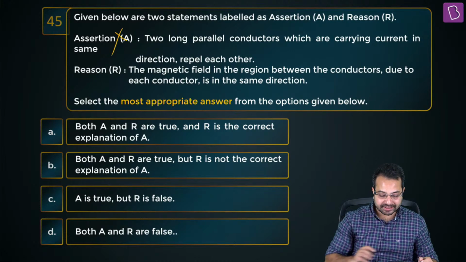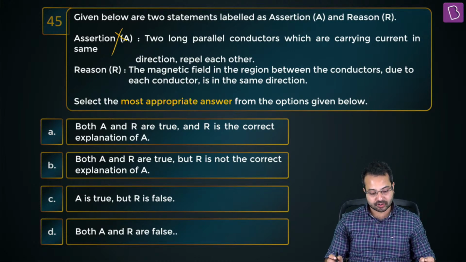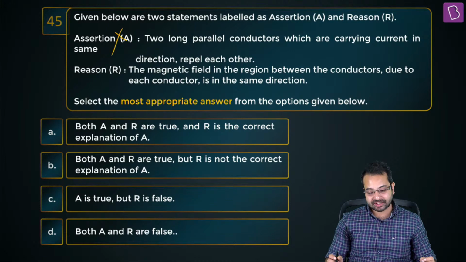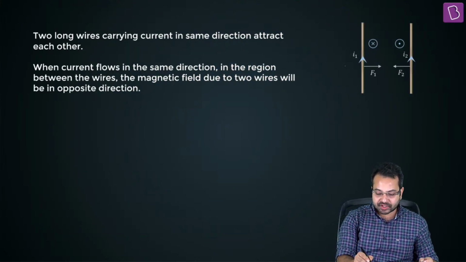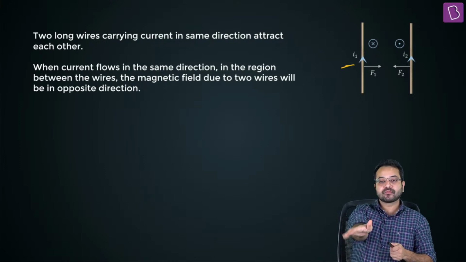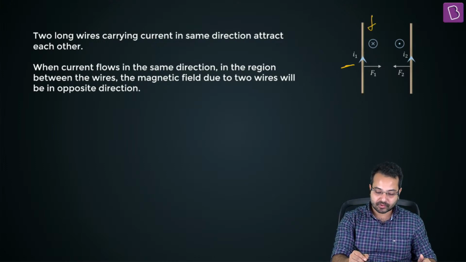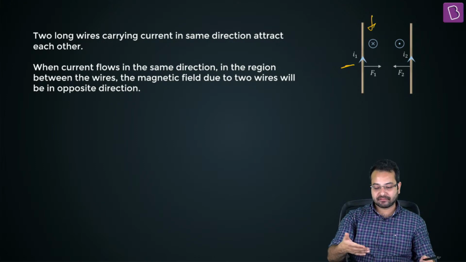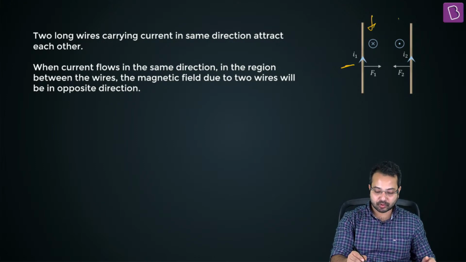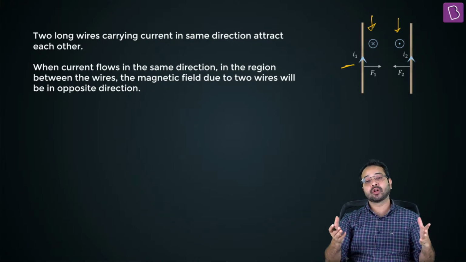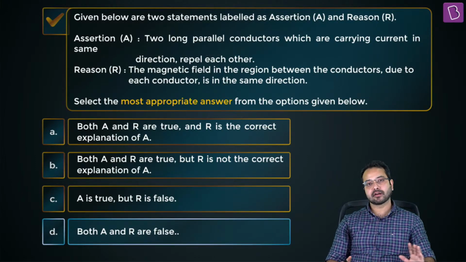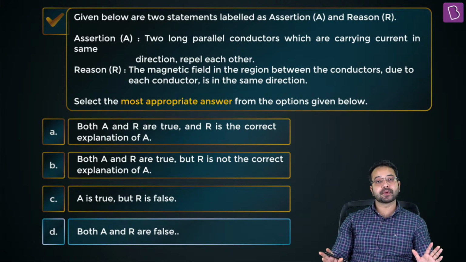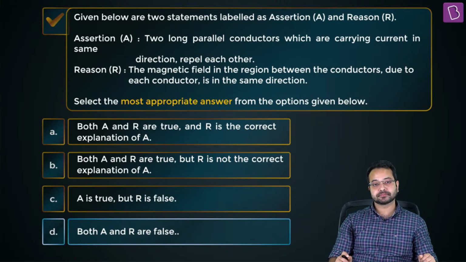What next? The magnetic field in the region between the conductors due to each conductor is in the same direction. Alright, so let's check that. For this wire, the magnetic field is going to go into the plane of the board. And for the other wire, the magnetic field is going to come out of the plane of the board. So the direction of the magnetic field is also not the same, which means both assertion and reason are false. So option D is going to be the correct option.